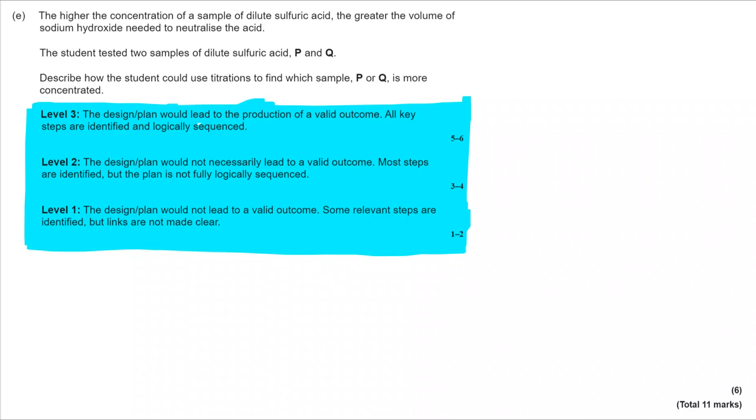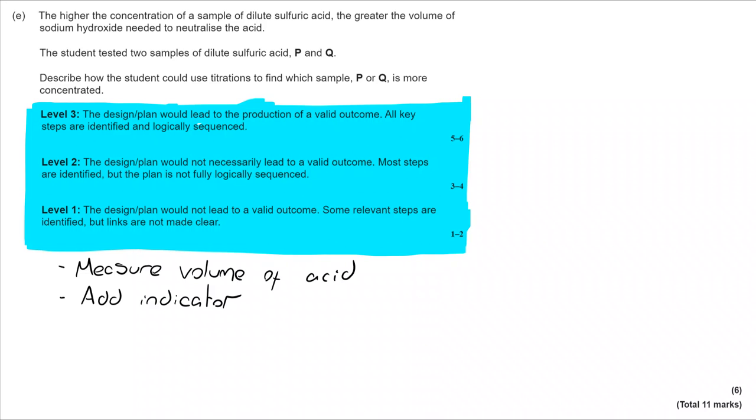So to get to level 3, you would need a plan that somebody could follow to get a valid outcome with all key steps included. To get to level 2, you might have most steps identified, they might not be in a great order, and one might not get you close to a valid outcome at all. But let's go through the key steps to begin.